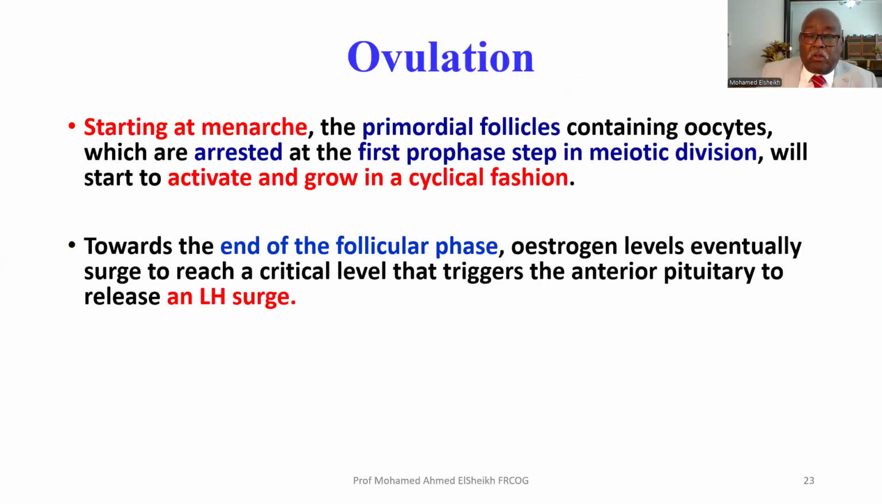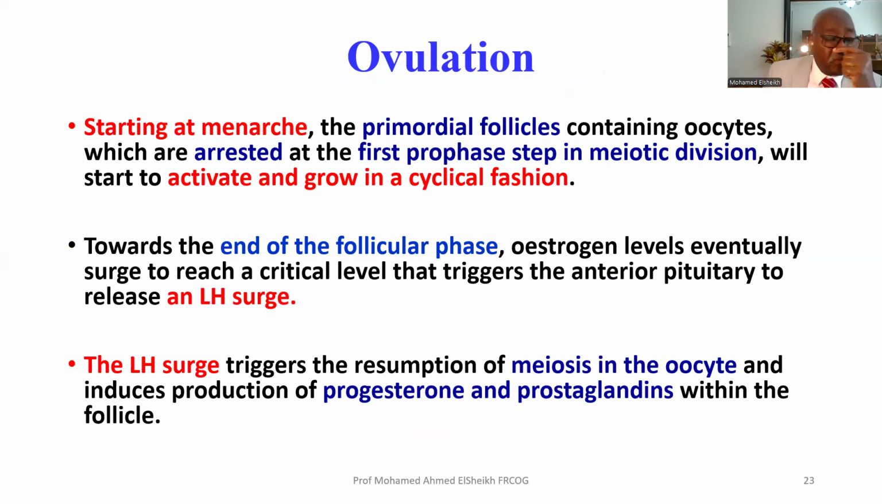So this will lead to ovulation. Ovulation initially is the start of menarche, the initial of the first one. Menarche means the first cycle. The primordial follicles containing the oocyte are rested, as we have mentioned earlier on, in the first prophase step in the meiotic division, and will start to activate and grow in a circular fashion.